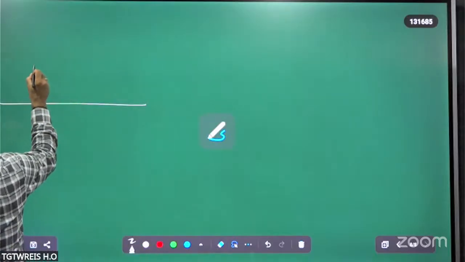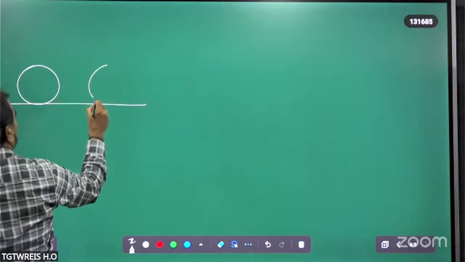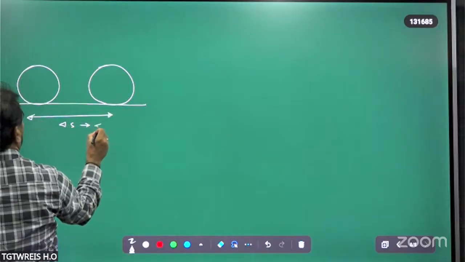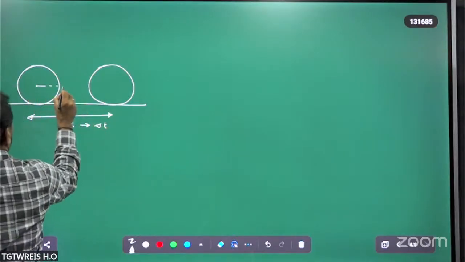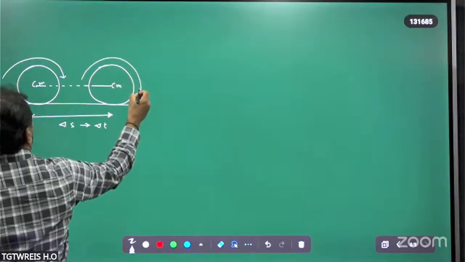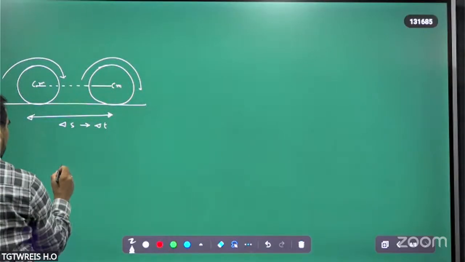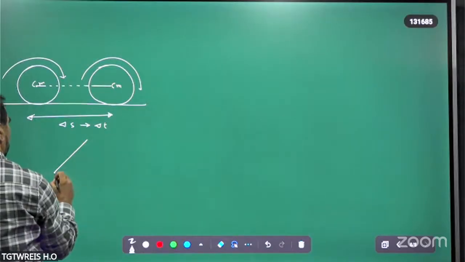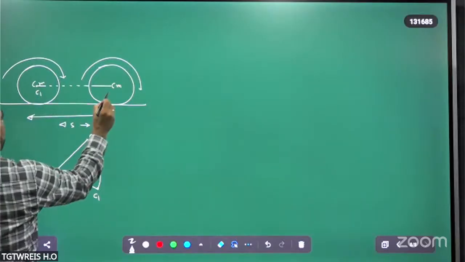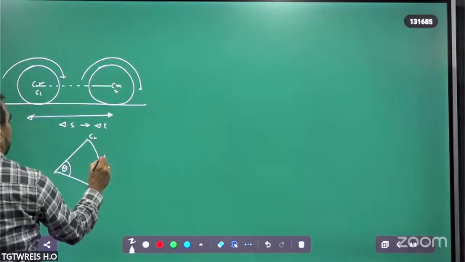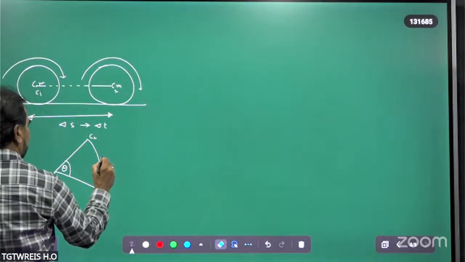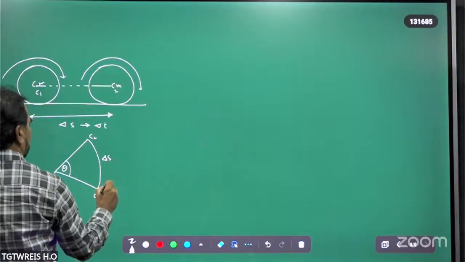The disk has to be displaced from one place to another place, through a small displacement delta S in a time interval of delta T. The center of mass has to be displaced from C1 to C2, making some angle theta. A small displacement ds in the time interval delta t.